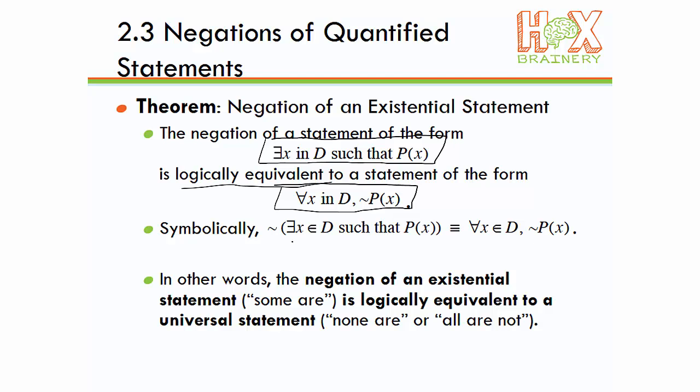So symbolically, if you have your existential statement here, and we're negating it, so I'm putting the negation on the outside, the negation of an existential statement is logically equivalent to this universal statement. So in other words, the negation of an existential statement, some are, is logically equivalent to a universal statement, none are, or all are not.